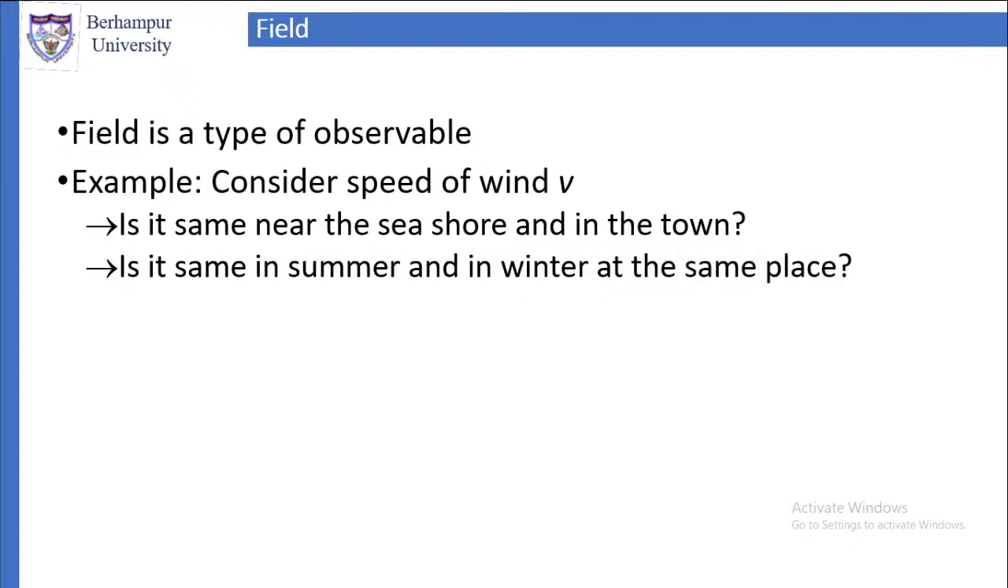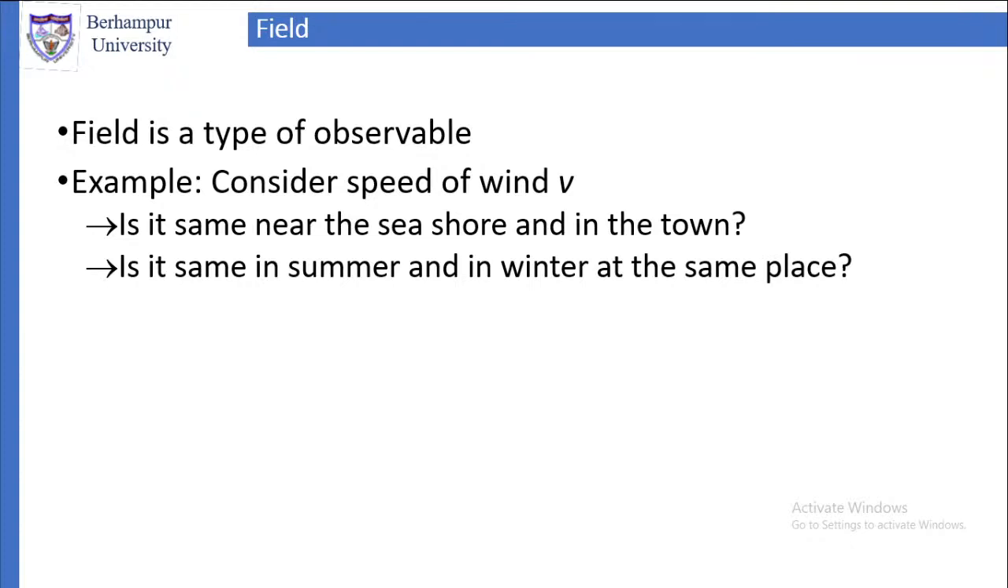Is the wind speed the same in summer and winter at the same place? Suppose you are considering the seashore. At the seashore, in the summer, whatever is the speed, will that be the same speed in the winter? Will that be the same speed in the autumn? The speed will be different. So at different times, the speed will be different. At different points, at different locations, the speed will be different.